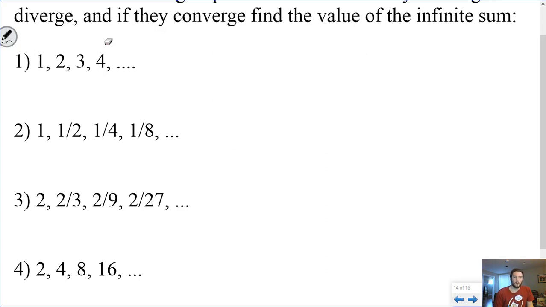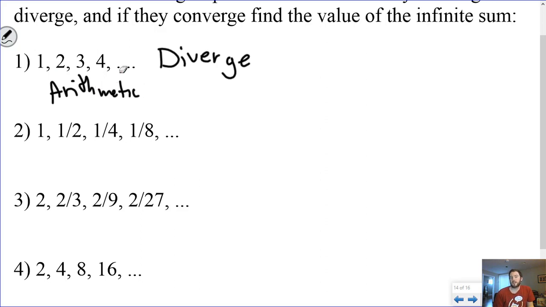So right here, right away, diverge. There's no work involved. I don't need you to show me why it diverges unless it states otherwise. But how do I know this diverges? What type of sequence is this? It's arithmetic. So right away, I know that if I'm taking the infinite sum of an arithmetic series, it's going to diverge. Okay? So what about this one?